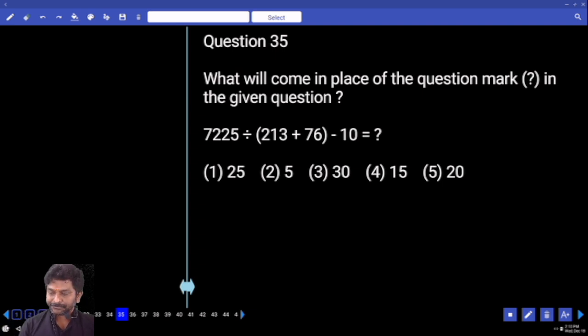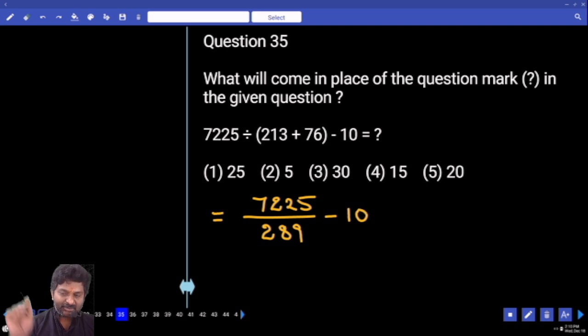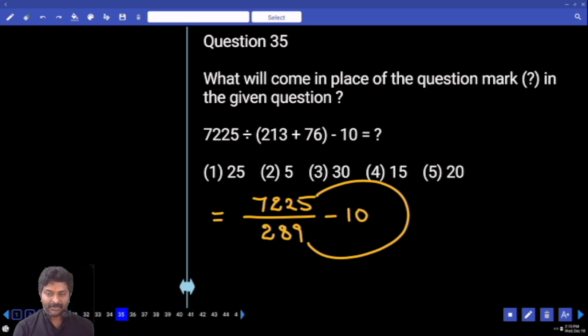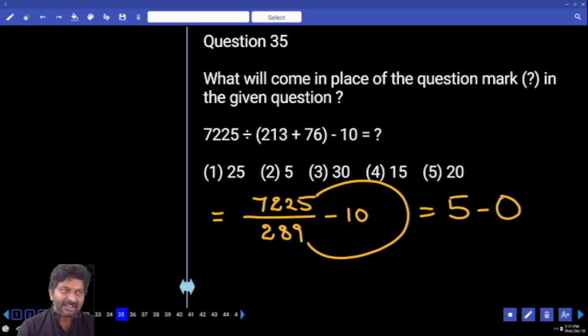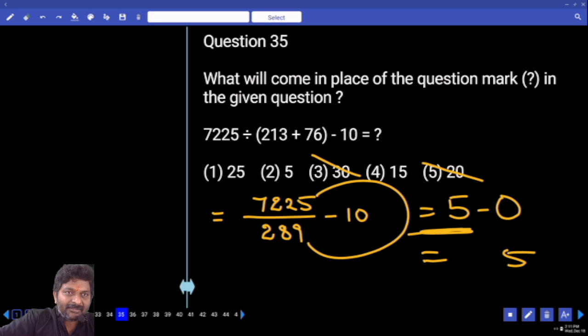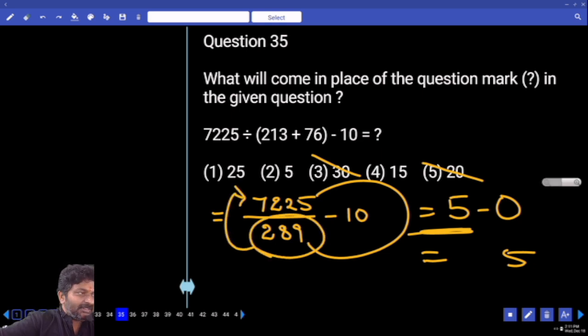7225 divided by 289 minus 10. This is what we have to find out. Correct? 9 into which number ends with 5? So you know that your number is going to end with 5, minus 10 we have, which ends with 0. So the answer should end with 5. 2 options already eliminated. Right. So I need the first number. You know that it is ending with 5. What is the denominator? And the numerator is starting with?